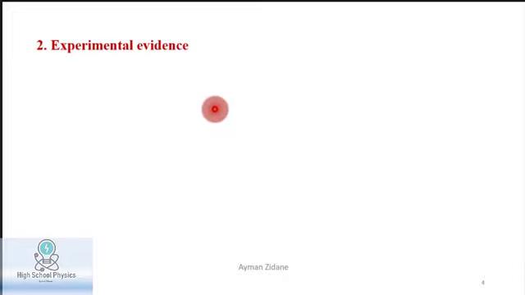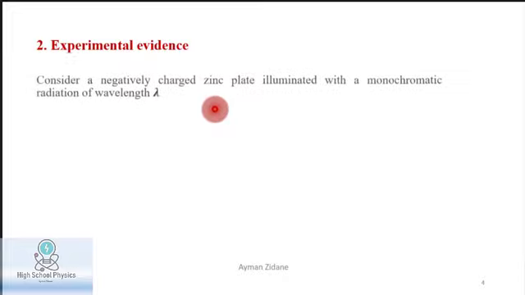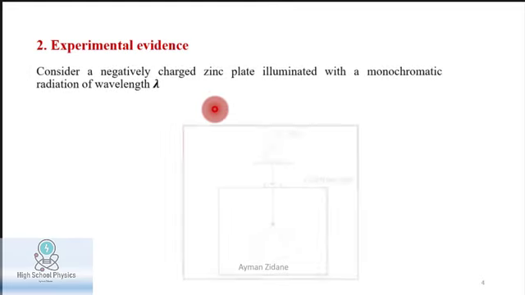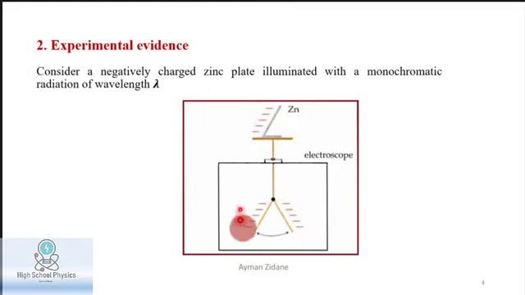Here we have a little experiment about the photoelectric effect. Consider a negatively charged zinc plate illuminated with a monochromatic radiation of wavelength lambda. We have an electroscope. The zinc plate is negatively charged, so the plates of the electroscope repel each other because they have the same sign charges, both are negative.